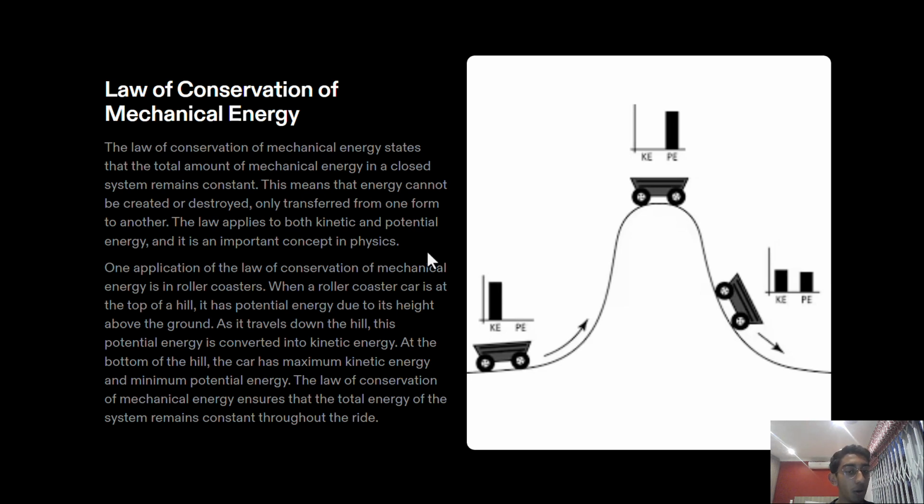One application of the law of conservation of mechanical energy is in a roller coaster, where a roller coaster car is at the top of a hill. It has a potential energy due to its height above the ground. As it travels down the hill, this potential energy is then converted into kinetic energy. At the bottom of the hill, the car then has a maximum kinetic energy and a minimum potential energy as its height then becomes zero. The law of conservation of mechanical energy ensures that the total energy of the system remains constant throughout the ride.